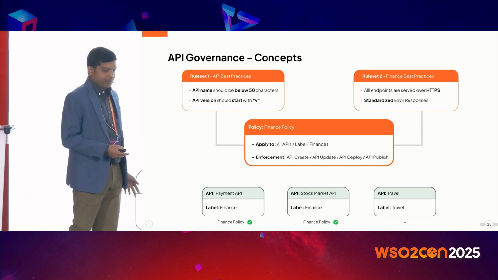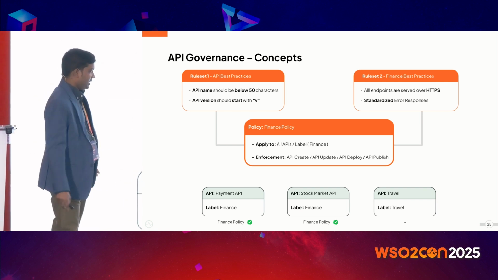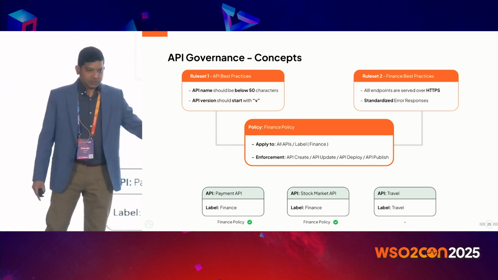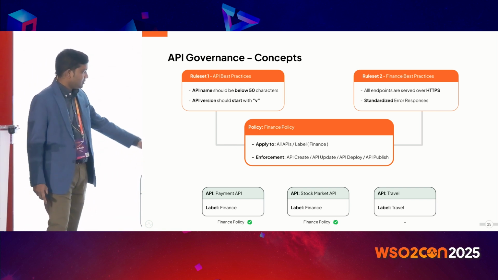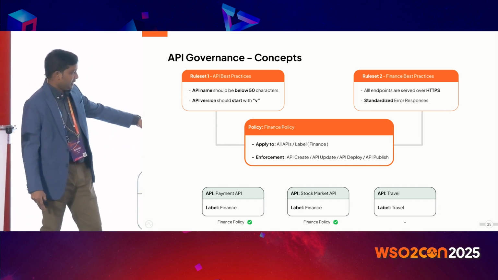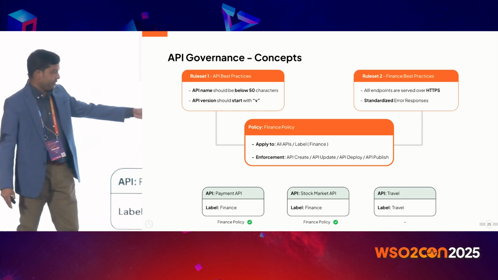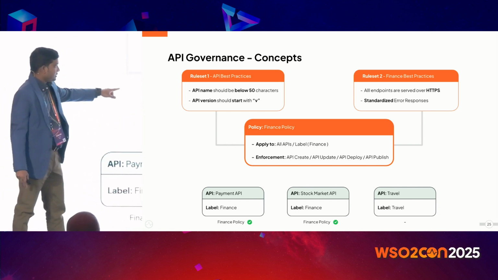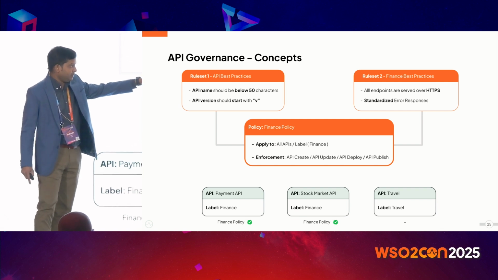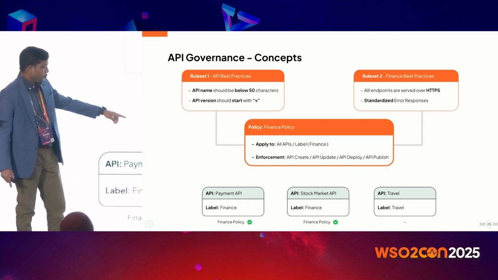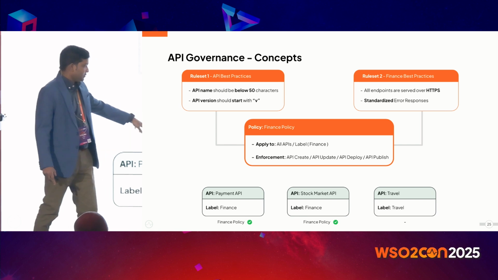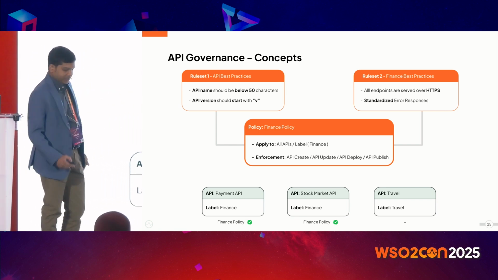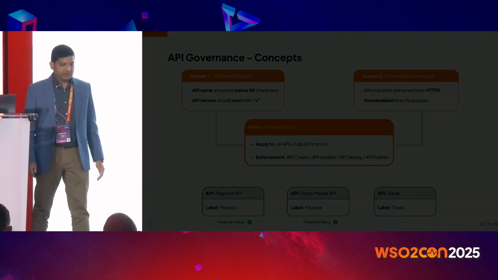And how it applies here is that in my case, I have 3 APIs: payment, stock market, and travel. So I have the label called finance on 2 of my APIs, and the travel one has a different travel label. So when you create this finance policy with the label called finance, these two APIs will basically be governed by the finance policy. So that's how the architecture is.